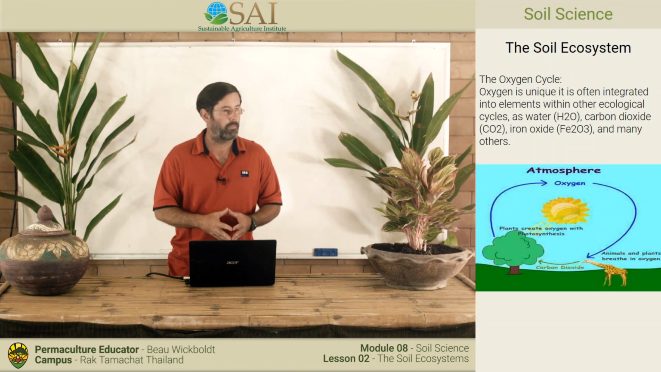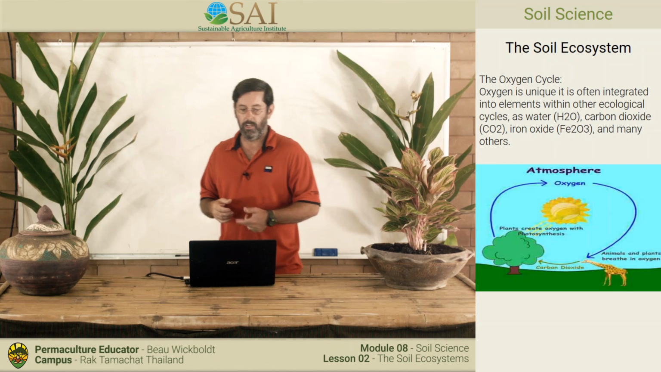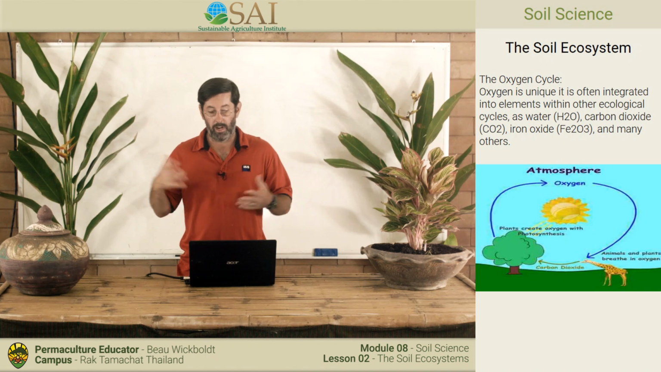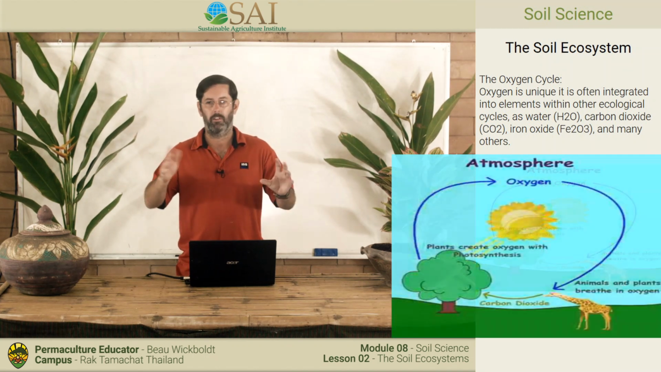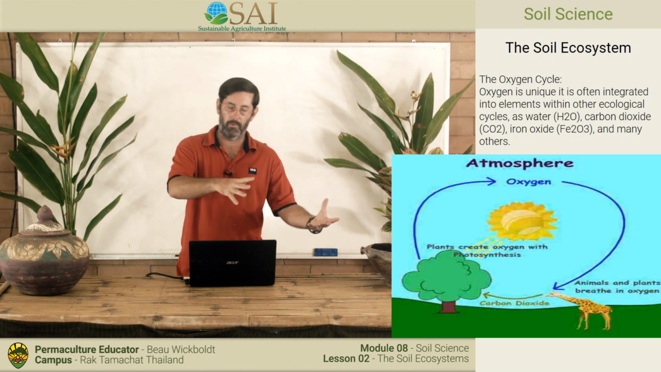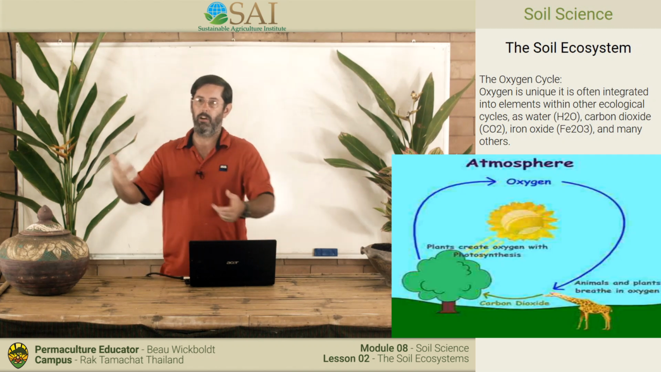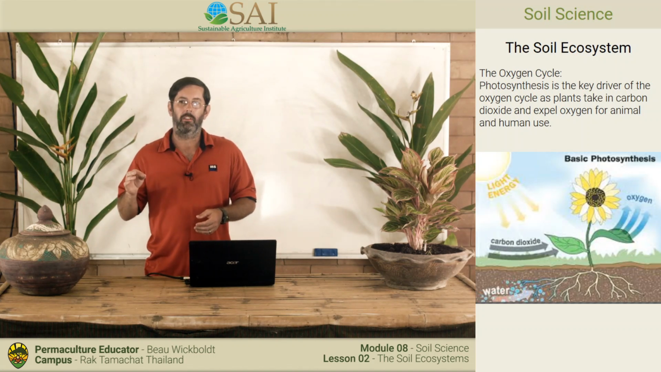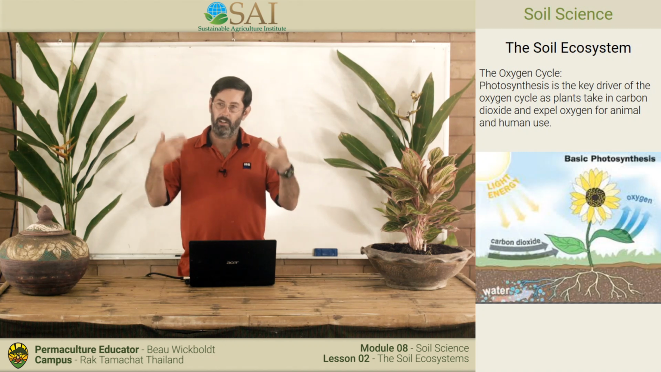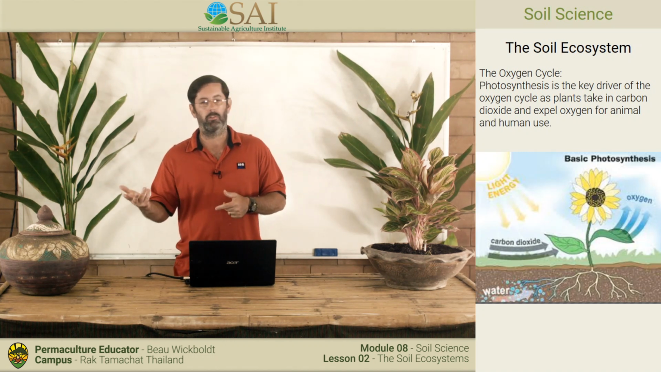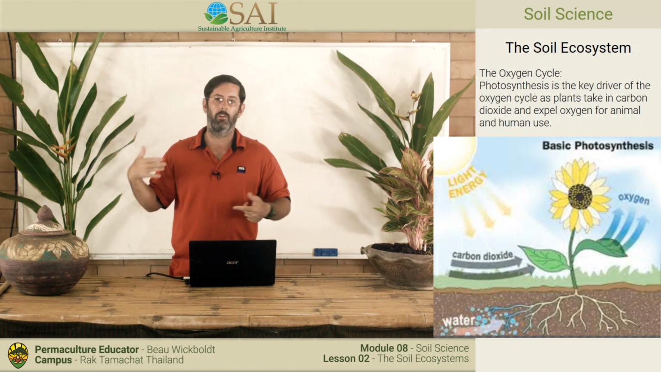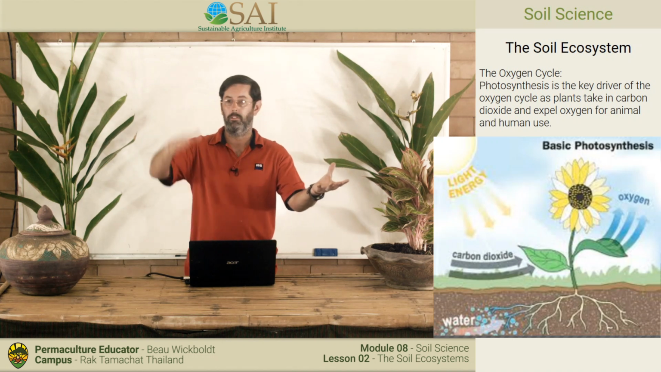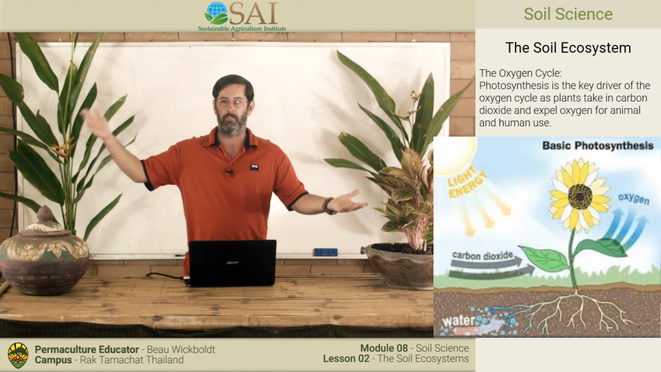So the oxygen cycle. Oxygen is unique and often integrated into elements within other ecological cycles, such as water, H2O, carbon dioxide, CO2, iron oxides, and many others. So we need that. In the soil to plant to animal cycles, oxygen is a key element. Photosynthesis is the key driver of oxygen. So plants take in carbon dioxide and they expel oxygen for animal and human use. Okay, so we need plants to create our oxygen cycle for the things that eat the plants. So there's a symbiotic relationship between what we see as soil to plant to animal and back, okay, through defecation.